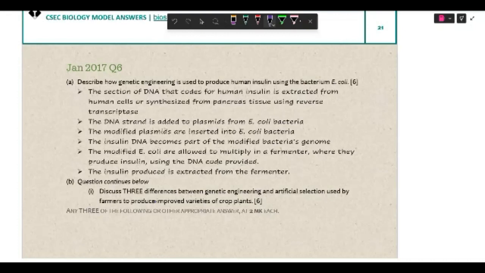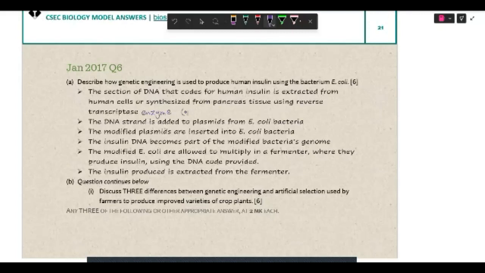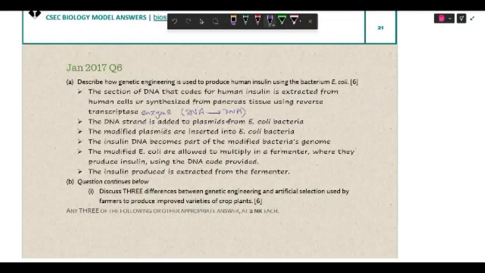And this is going to be either extracted from human cells, or you can synthesize them from pancreas tissue using reverse transcriptase. Reverse transcriptase is an enzyme. And just a quick explanation of what's happening there. A reverse transcriptase enzyme is going to take RNA and produce DNA using RNA as the template. It's an enzyme that you find in certain bacteria. No, it does not exist in humans. It's not in human cells. It's exclusively found in bacterial cells.